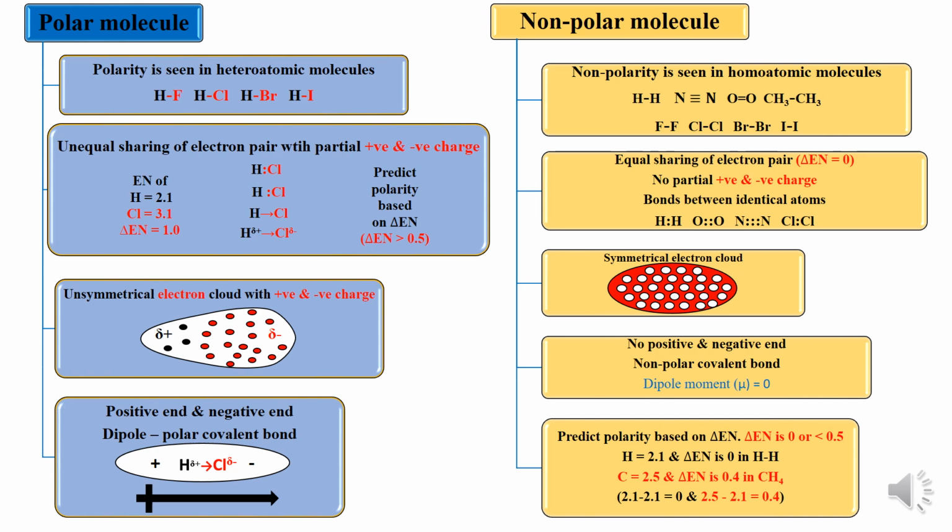In case of hydrogen molecule, both the atoms are similar. So when you do the simple maths, 2.1 minus 2.1, you'll end up with 0. So in case of homoatomic molecules, you find bonding between identical atoms, and therefore the electronegativity difference will be 0.